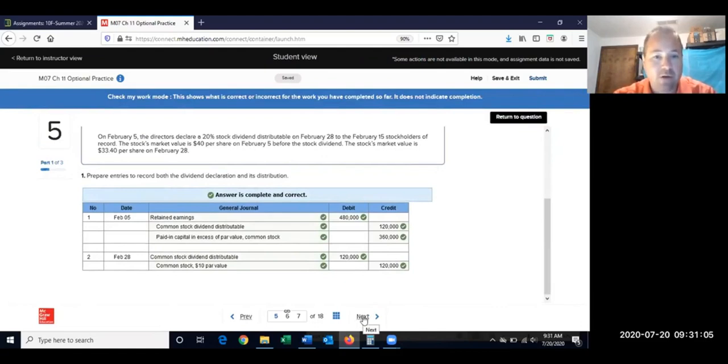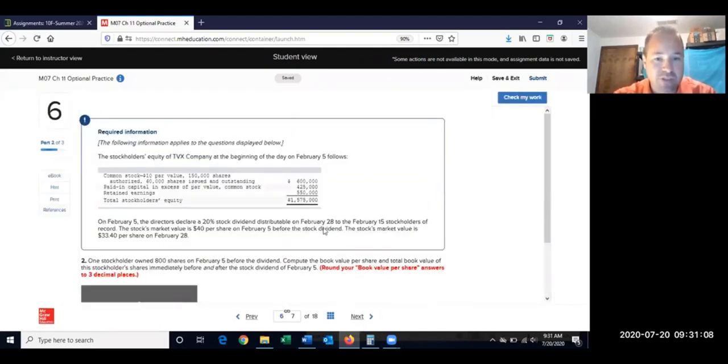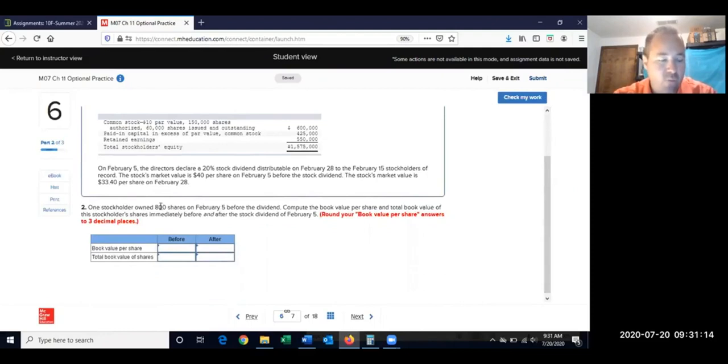Okay, so that takes us now to number 6. Number 6 is using the same information. What's different here is they actually look at it from a stockholder standpoint. It says one stockholder owns 800 shares out of the 60,000 before the stock dividend. And we're going to compute the book value of this per share, and then the total book value immediately before and after.